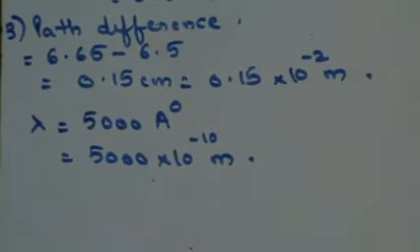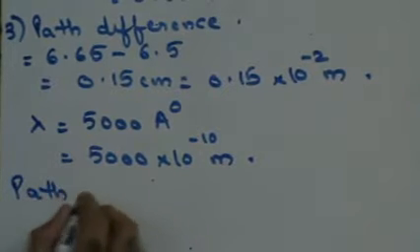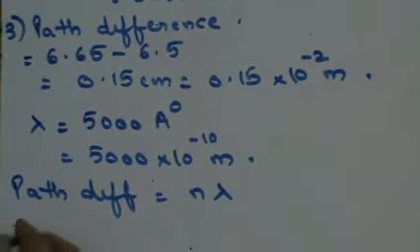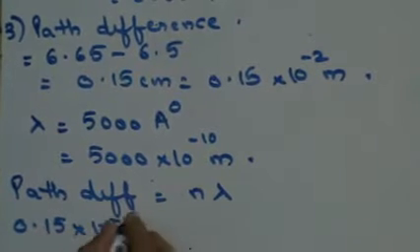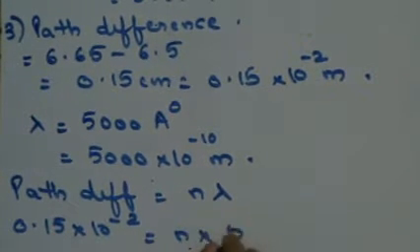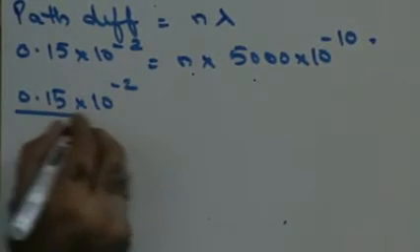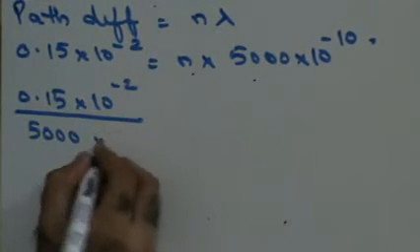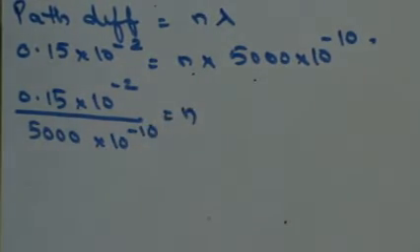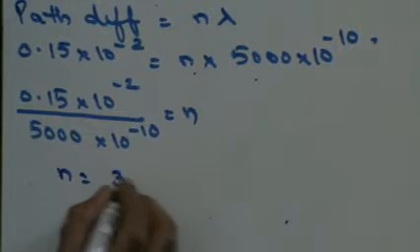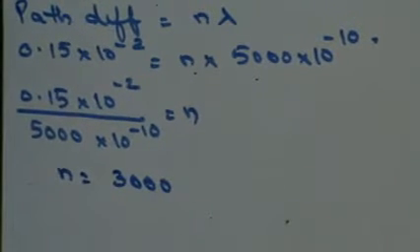Lambda is given to you as this. I can say the path difference is given by the formula n lambda. That means 0.15 into 10 raised to minus 2 is n into 5000 into 10 raised to minus 10. So n is 0.15 into 10 raised to minus 2 upon 5000 into 10 raised to minus 10. When you simplify this, you will get the answer as 3000. n is going to be 3000, which is an integral number.